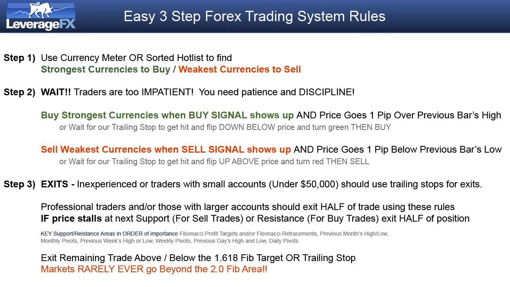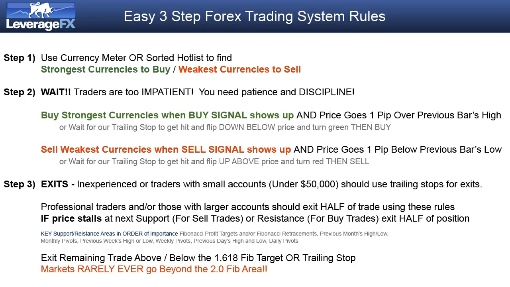For exits, smaller traders and inexperienced traders, those with under $25,000 or $50,000 accounts, should use the trailing stop for all exits. The bigger accounts you have, the more likely you are to be an experienced trader, and you might have a few trades going on at the same time. You may also have, more than likely you have much bigger lot sizes.